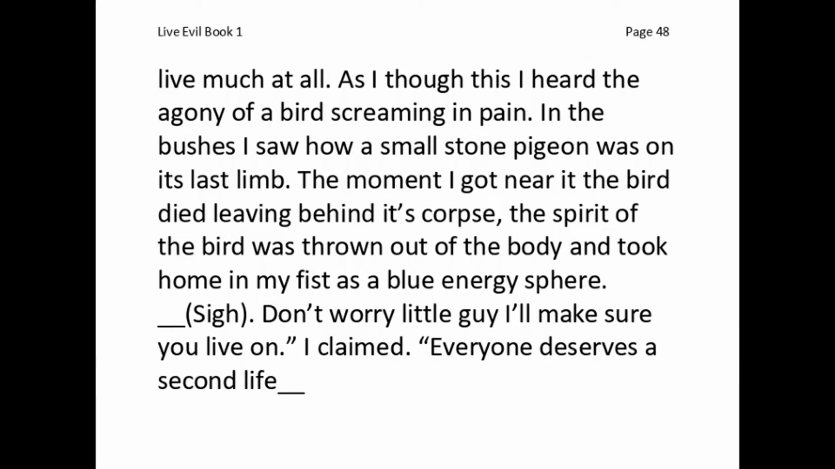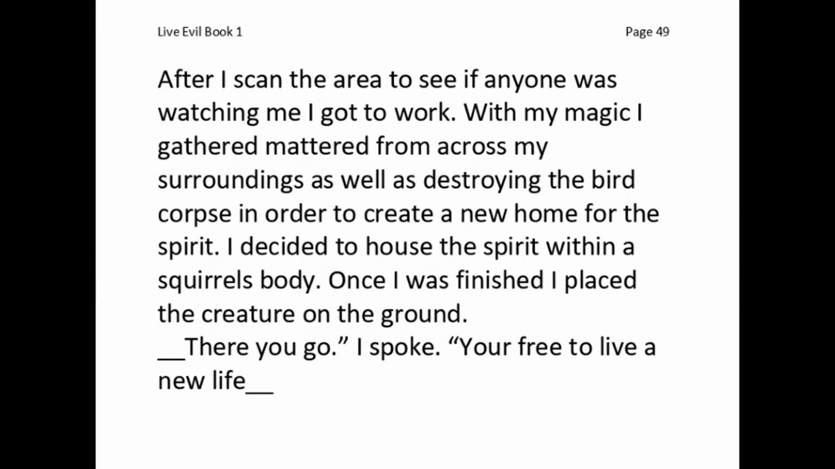As I thought this, I heard the agony of a bird screaming in pain. In the bushes, I saw a small stone pigeon on its last limb. The moment I got near it, the bird died, leaving behind its corpse. The spirit of the bird was thrown out of the body and took home in my fist as a blue energy sphere. Sigh. "Don't worry, little guy, I'll make sure you live on," I claimed. "Everyone deserves a second life." After I scanned the area to see if anyone was watching me, I got to work. With my magic, I gathered matter from across my surroundings, as well as destroying the bird corpse in order to create a new home for the spirit.